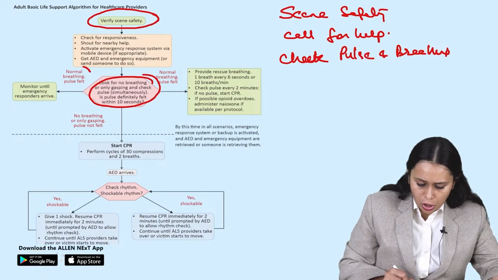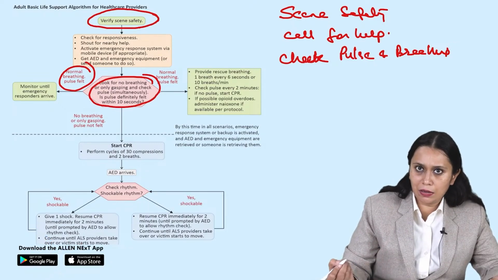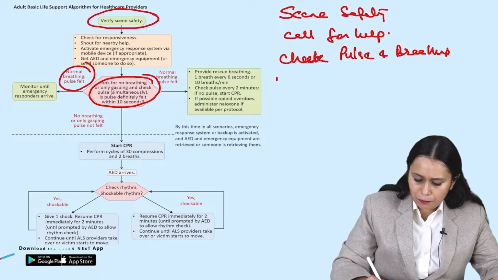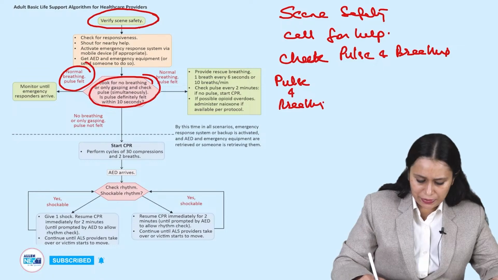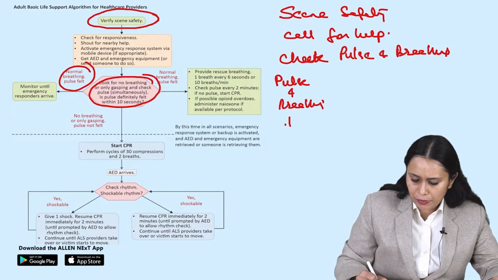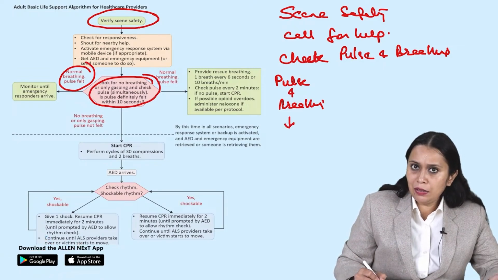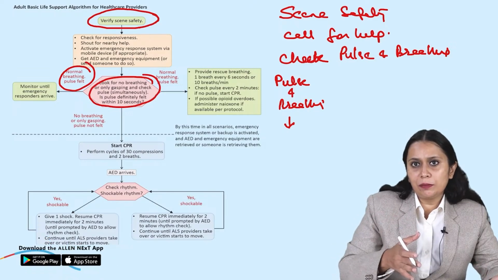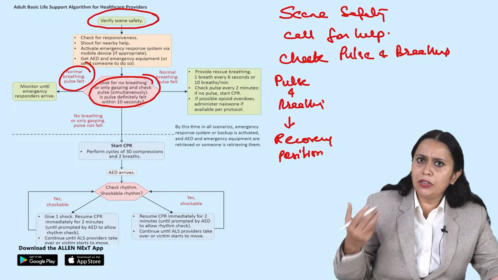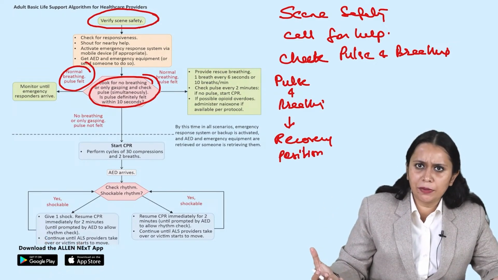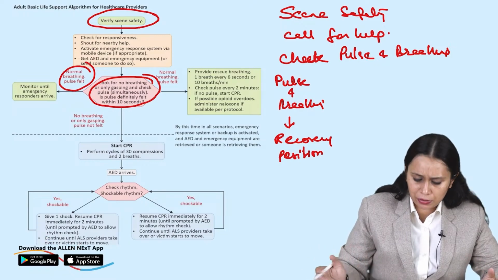Now, normal pulse and breathing, which was asked in your exam: pulse and breathing both present. So what will you do? You will put the patient in, let's say, the left lateral position, that is the recovery position, to prevent any aspiration. But you will not give breaths, and you will not start chest compression, because both pulse and breathing are present.